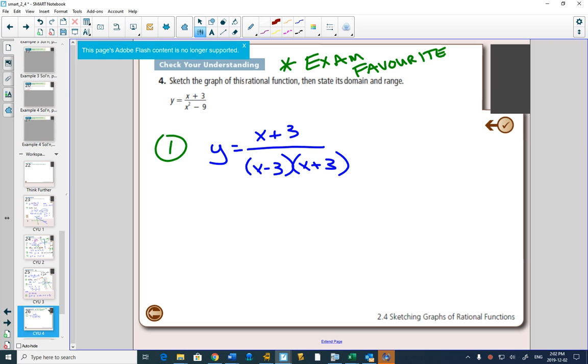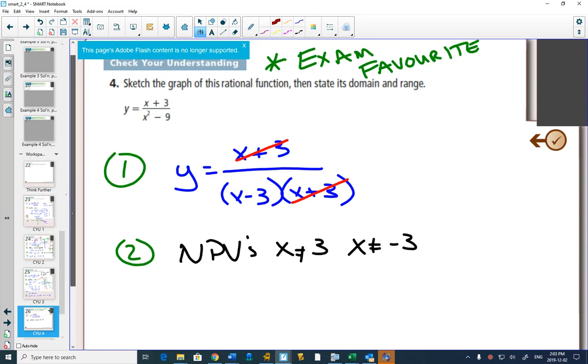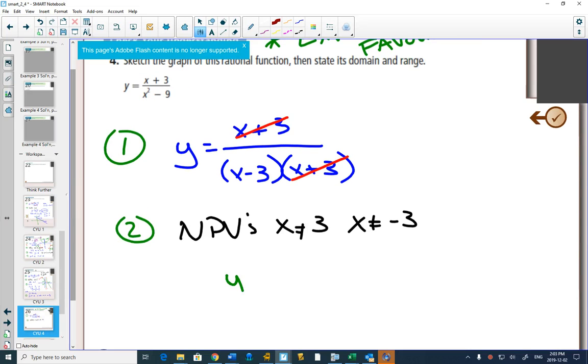As a result, step number two, non-permissible values. x can't equal 3, and x can't equal negative 3. Does anything simplify here? Yes. The x plus 3 and the x plus 3 simplify. Okay? When it simplifies, write out your new equation.